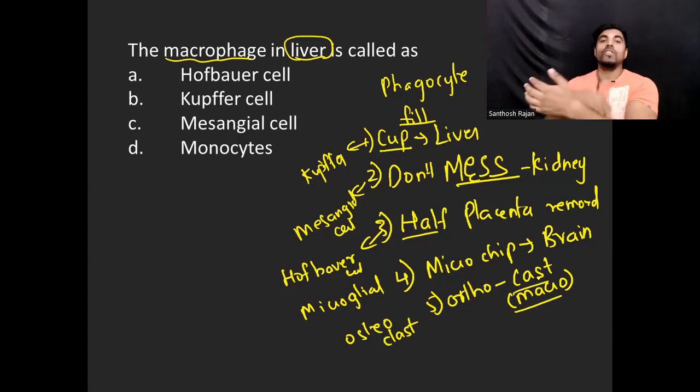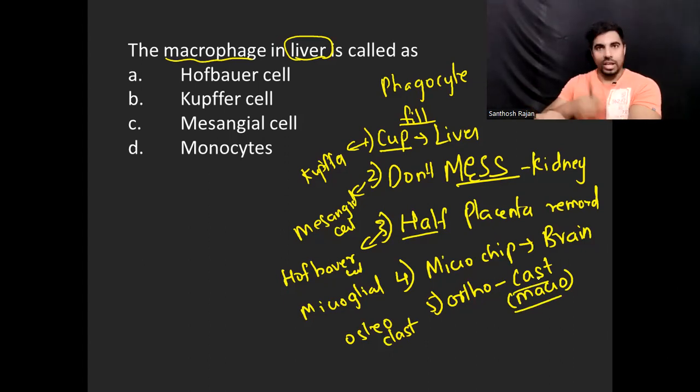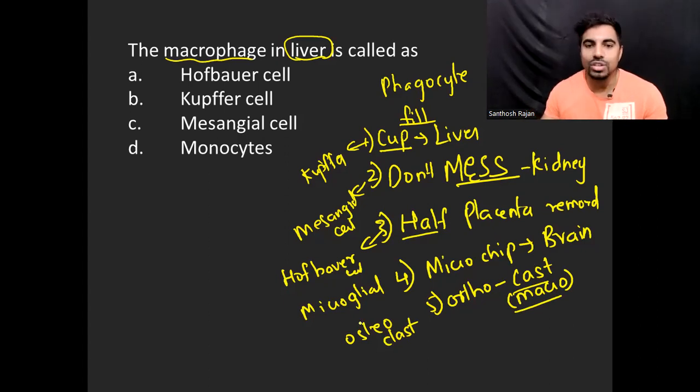Macrocast. In ortho, if you get a fracture, what do they put? They put a cast. There is no micro cast. Macrocast. Okay, so macrophage means cast. Osteoclast. I'm making cast, that's osteocast. Okay, osteoclast. So this is the thing.